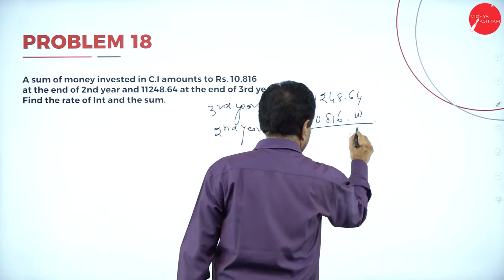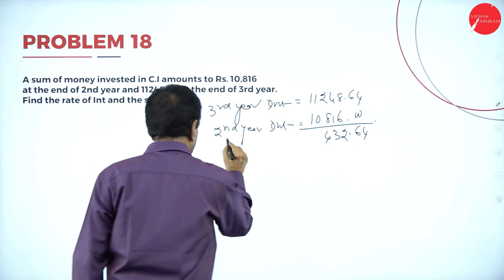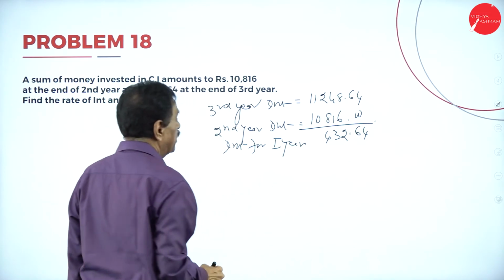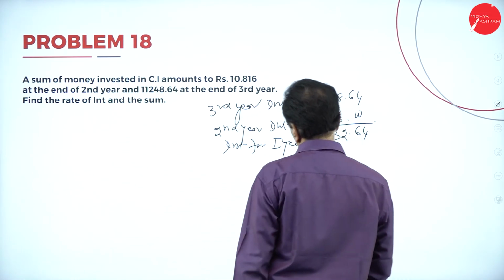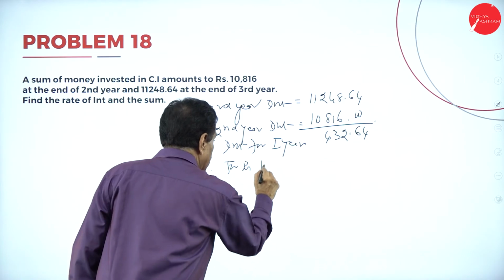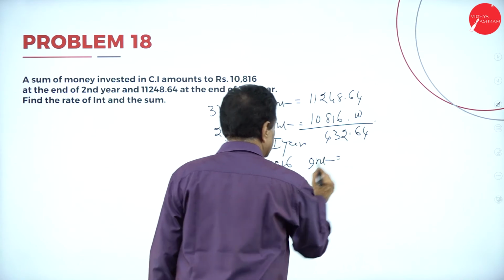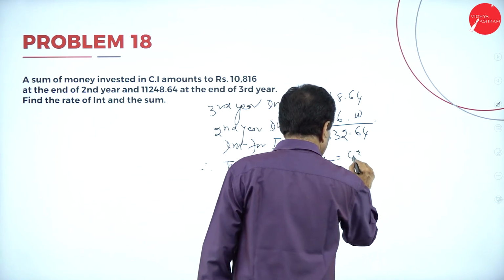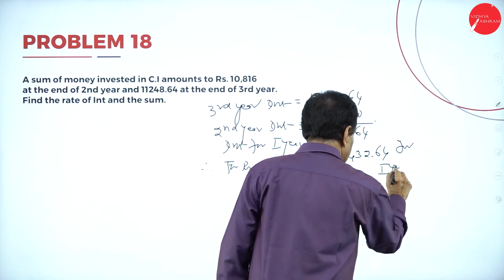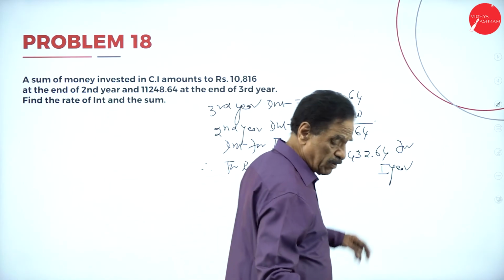Deduct, so we get the interest for 1 year. So for rupees 10,816, interest is 432.64 for 1 year.